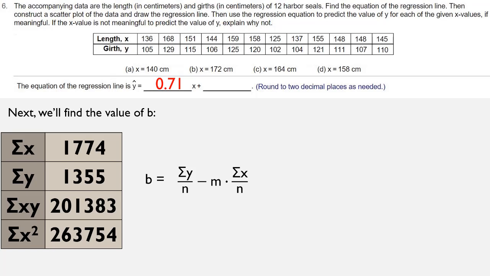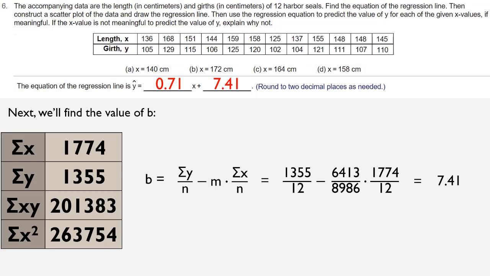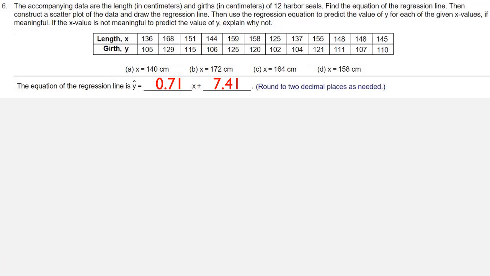So the sum of the y's is 1355 over 12, minus the m value we just found, which was 6413 over 8986, times the sum of the x's, which was 1774 over the n, which is 12. We multiply here and simplify to a decimal using our calculator, and we get 7.41, which is the value of b rounded to 2 decimal places. Once we have that regression line equation, we need to choose the correct graph.